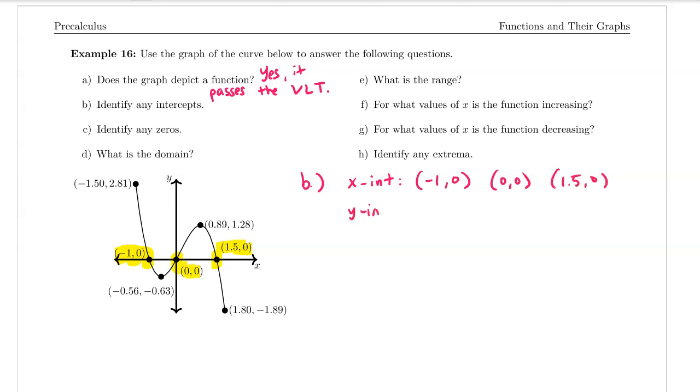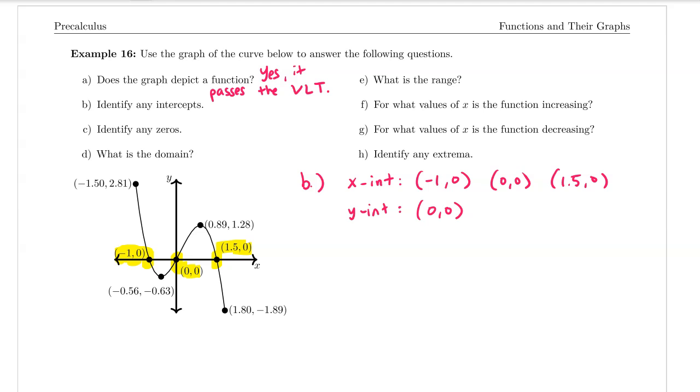Our y-intercepts, if something depicts the graph of a function, that means that it could only have at most one y-intercept and not more than that, because otherwise it would not pass the vertical line test. And notice that we have our y-intercept at the origin, and the origin is the only ordered pair that could be both an x-intercept and a y-intercept. So that's what we have here.